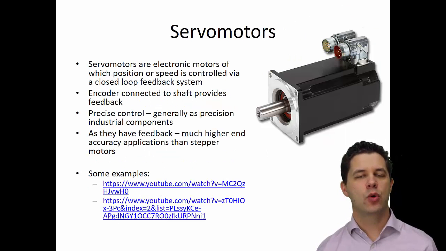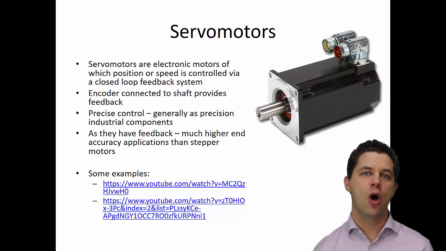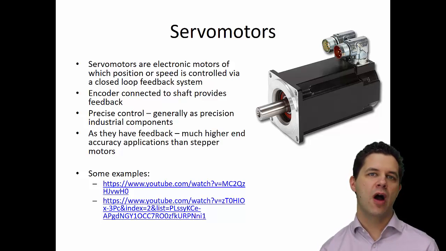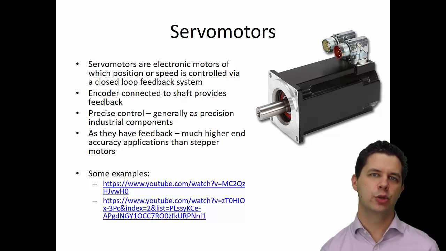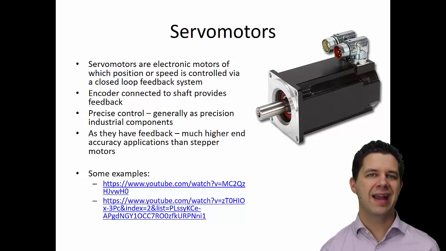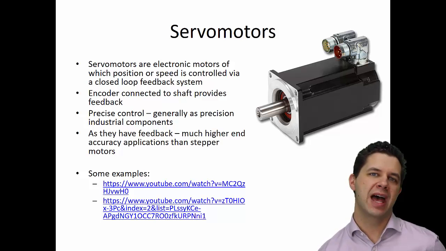Servo motors are another electrical actuator that's commonly used. There's a few different types of servo motors. The picture that we have there shows very expensive, very high precision and high speed servo motors. They're controlled via a closed loop feedback system. An encoder connected to our shaft provides the feedback, and they give us very, very precise control, as you'll see in a moment in the videos that we've got there, particularly when we're using them in industrial environments. Now they have feedback, so they're used for much higher accuracy applications than our stepper motors would be used, and give very high speeds compared to what our stepper motors are able to provide as well.